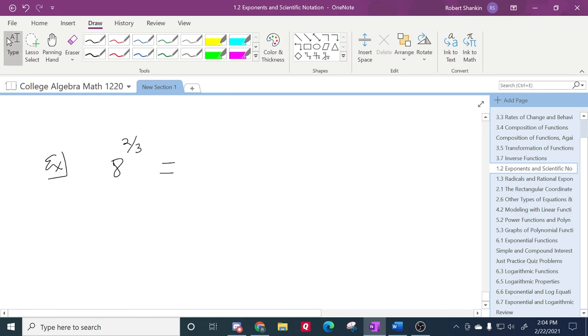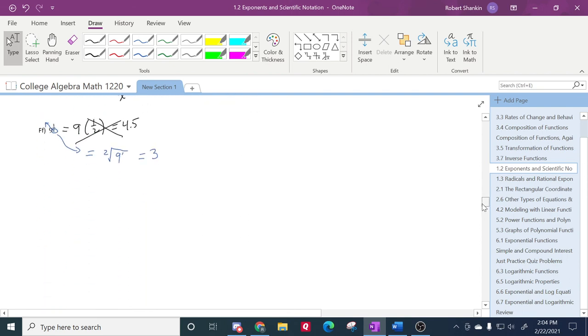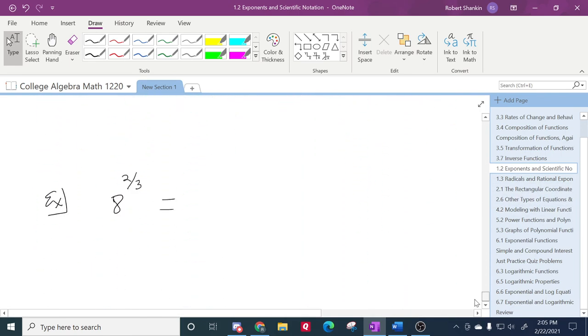If you'll recall, on the practice quiz today, we had the problem 9 to the 1/2. And it did not mean 9 times 1/2. The bottom number came out as the root. The top number stayed as the exponent. All right. And come down to here. All right. Let's look at this for a moment.